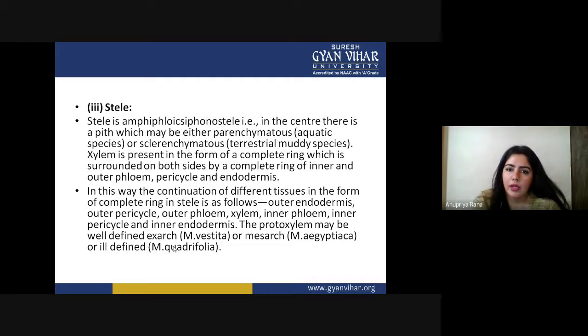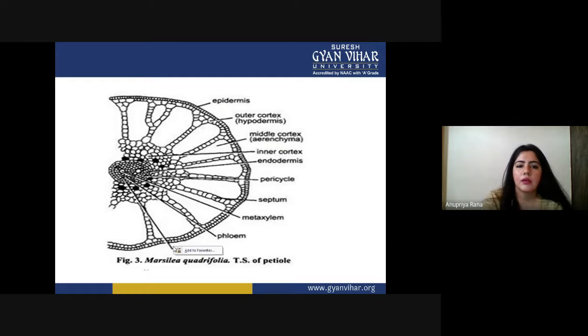Like if we are talking about aquatic, there will be a parenchymatous pith, but if we are talking about xerophytic or water deficit or terrestrial, they will have a sclerenchymatous pith. Xylem is present in the form of a complete ring, which is surrounded by a complete ring of inner and outer phloem. So you can say it is a bicollateral kind of vascular bundle here, in which xylem is present in the center, and from both sides, the outer side and the inner side, they have the phloem.